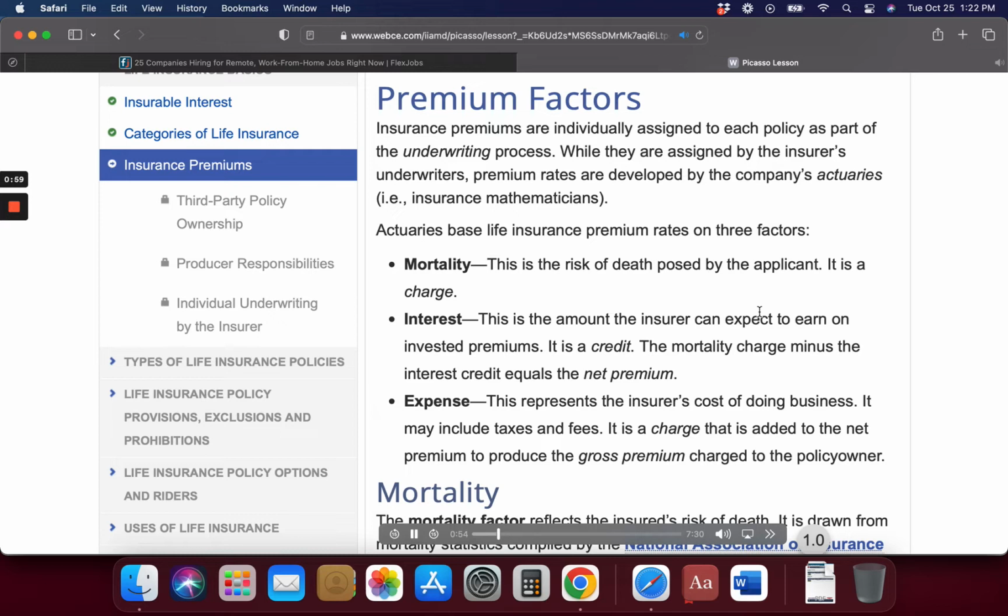Expense. This represents the insurer's cost of doing business. It may include taxes and fees. It is a charge that is added to the net premium to produce the gross premium charged to the policy owner.